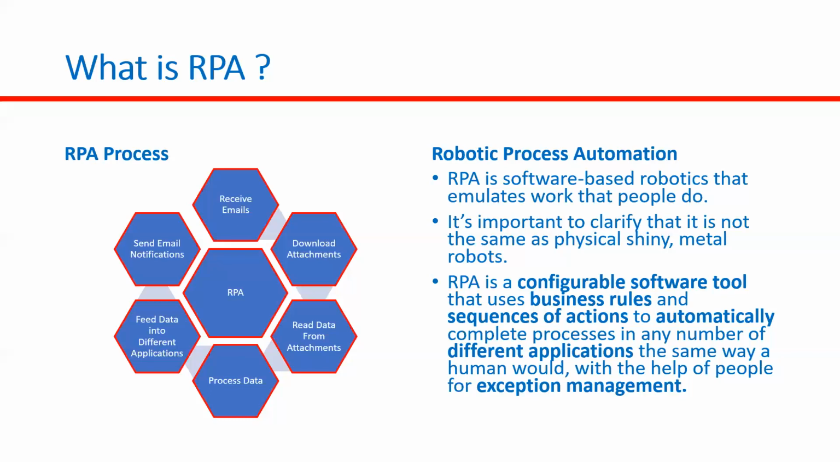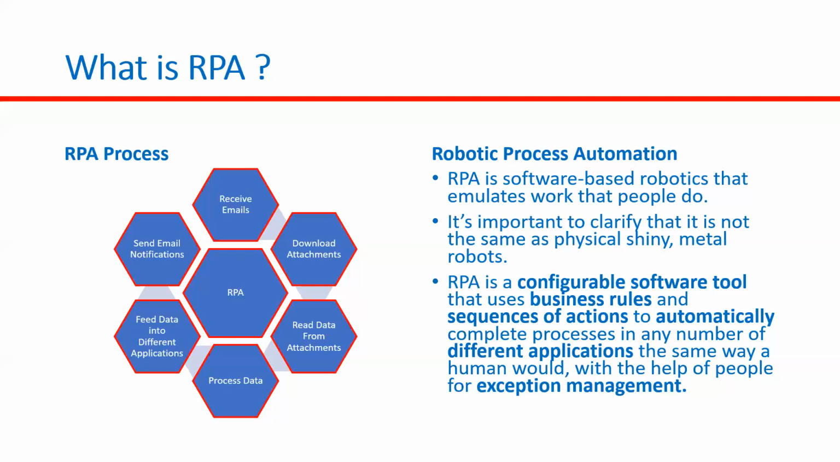And during the automation, during the execution of the bots, there may be exceptions occurring. So the RPA tool has the capability of managing these exceptions. All that we are going to see in this course. So when we talk about RPA automation, what does it mean? What kind of process can we automate?